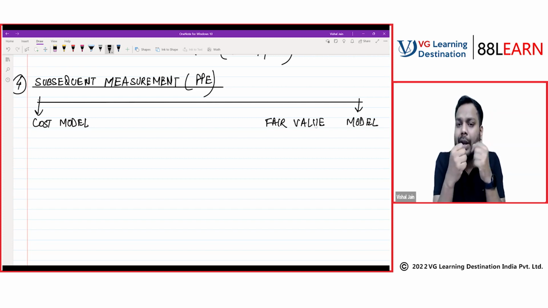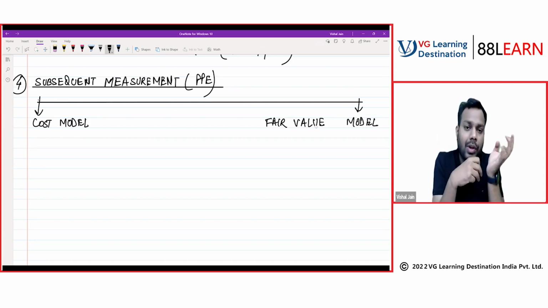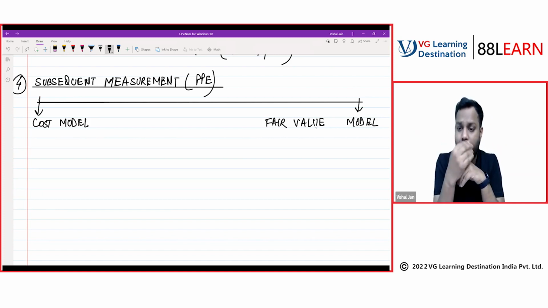So what will happen at the end of first year? What is the depreciation amount? 1 lakh divided by 10 years is 10,000, right? So what is the carrying amount? Remaining amount is 90,000. So at the end of first year, the value of my studio is 90,000. At the end of second year, 80,000. At the end of third year, 70,000. So on and so forth. Now, what will happen in the fair value model? At the end of first year, what is the carrying amount? 90,000. Now, I'll see, oh, the carrying amount is 90,000.